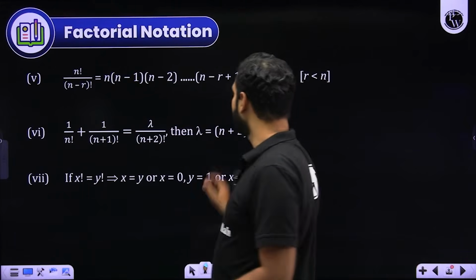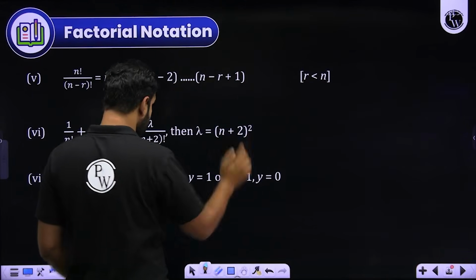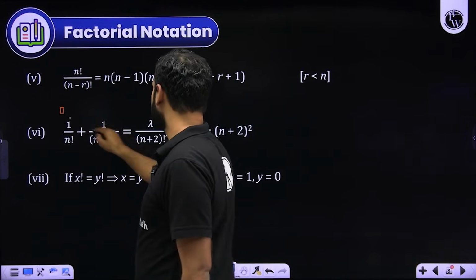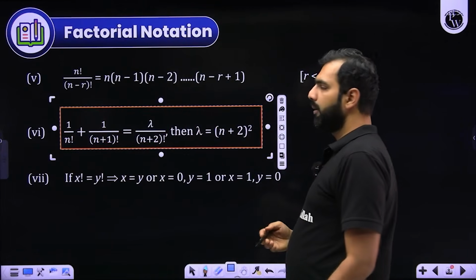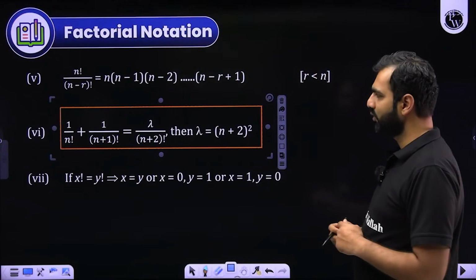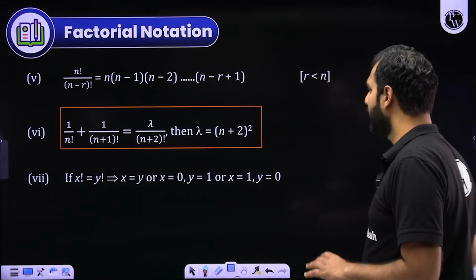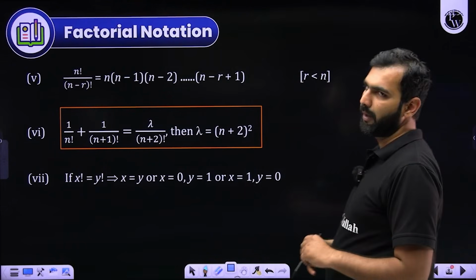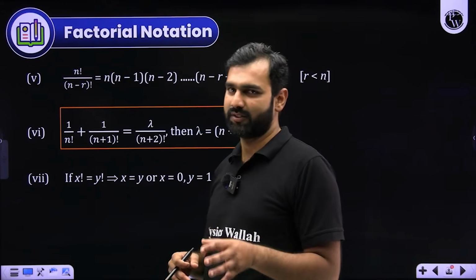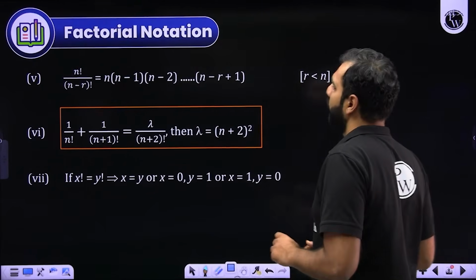Moving ahead, the same result is getting applied here by the same logic. This is something I wish that you write or remember. 1 upon n factorial plus 1 upon n plus 1 factorial is always lambda upon n plus 2 factorial. What is lambda? Lambda is n plus 2 whole square. So I'm requesting that you remember this result. This will be very useful for you.